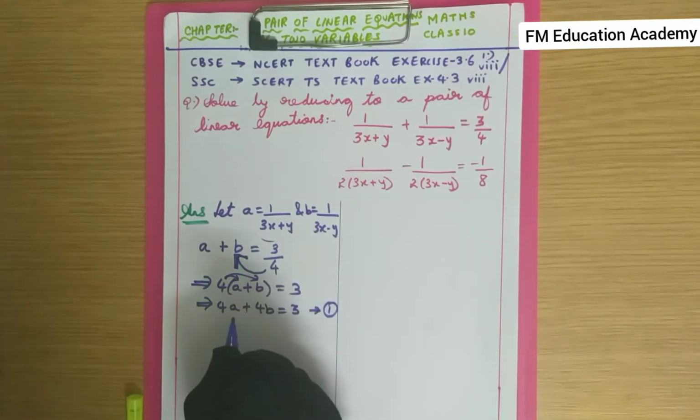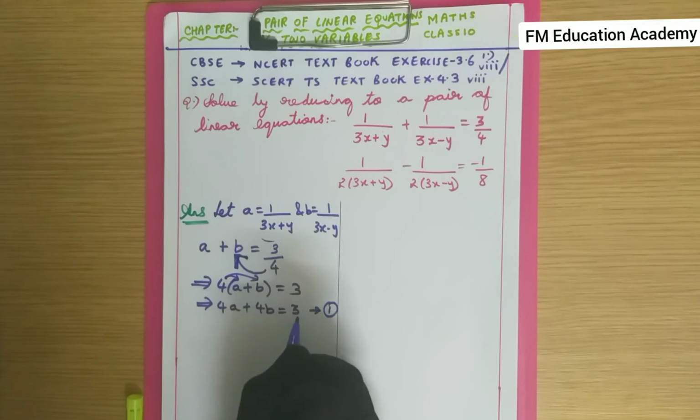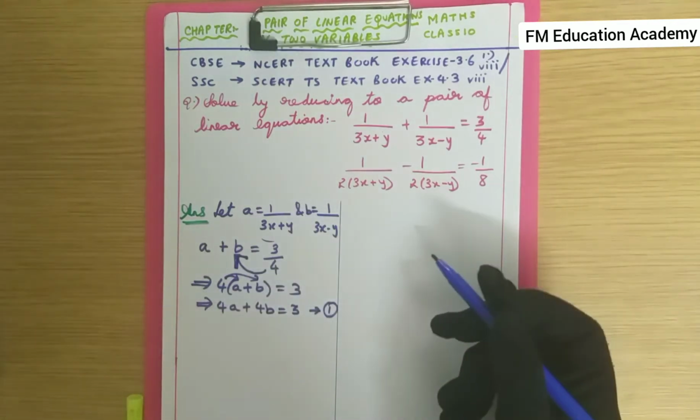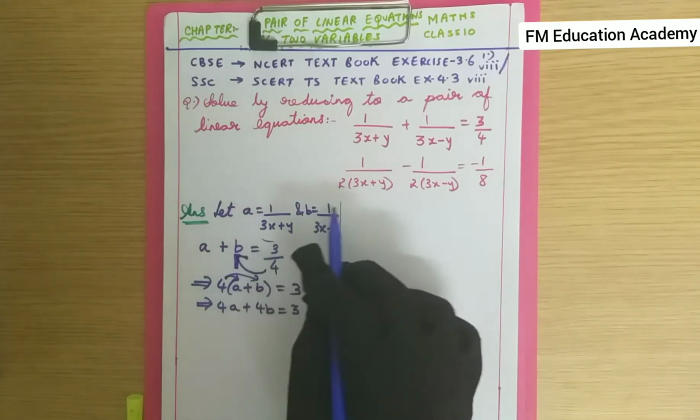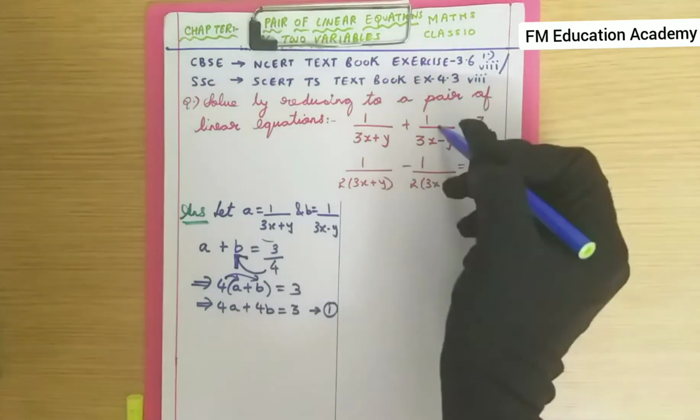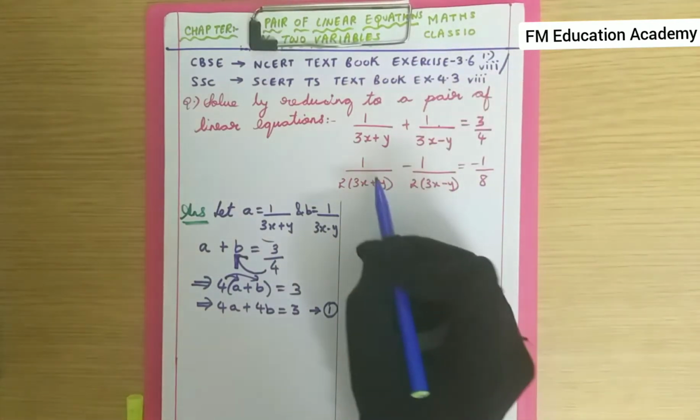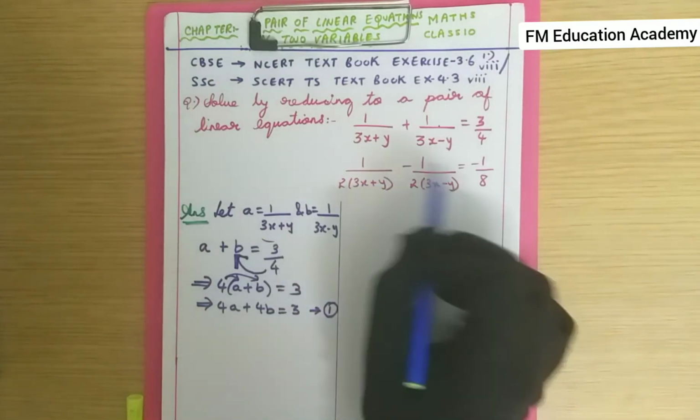Now observe this equation, ax plus by is equal to c. Similarly, this is common for both: a is equal to 1 by (3x plus y), b is equal to 1 by (3x minus y). This is common for both the equations. So I'll substitute these a and b now in this second equation.